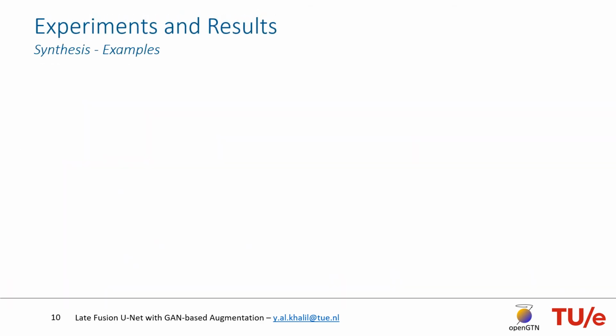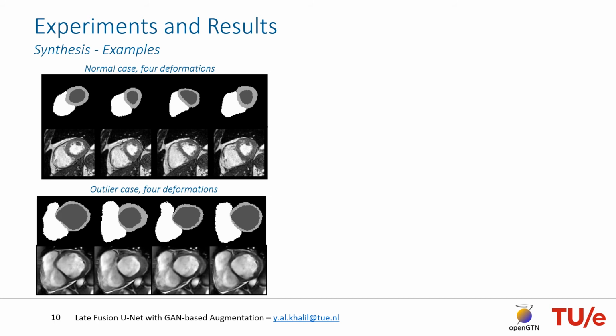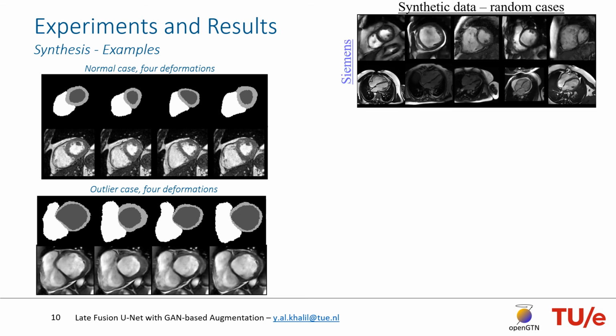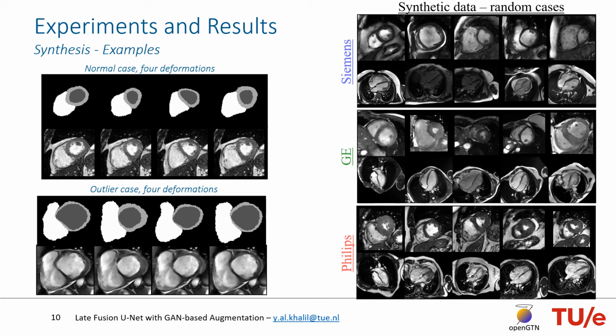Here are some examples of our synthesis approach. First, we see 4 deformations for a normal case of a healthy subject, and then 4 deformations for an outlier case, which was determined through the inspection of the RV end-diastolic and end-systolic volumes. On the right-hand side, we show random cases which have been generated in the style of different vendors. We can observe both variations in anatomy and appearance.